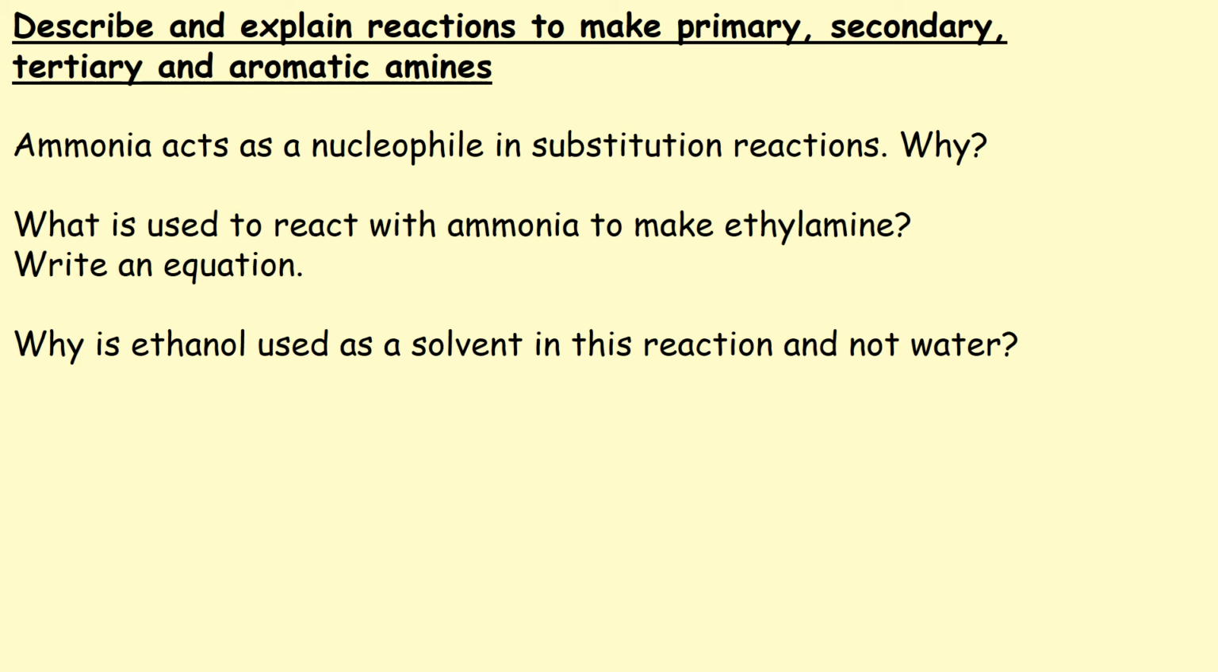Okay, we're coming on to the end of these slides. Describe and explain reactions to make primary, secondary, tertiary, and aromatic amines. Ammonia acts as a nucleophile in substitution reactions. Why does it do that? What can be used to react with ammonia to make ethylamine? And for this reaction, and I know you've done the reading, ethanol is used as a solvent. Why do you think this might be? Why not use water? So let's look at this reaction to make amines.